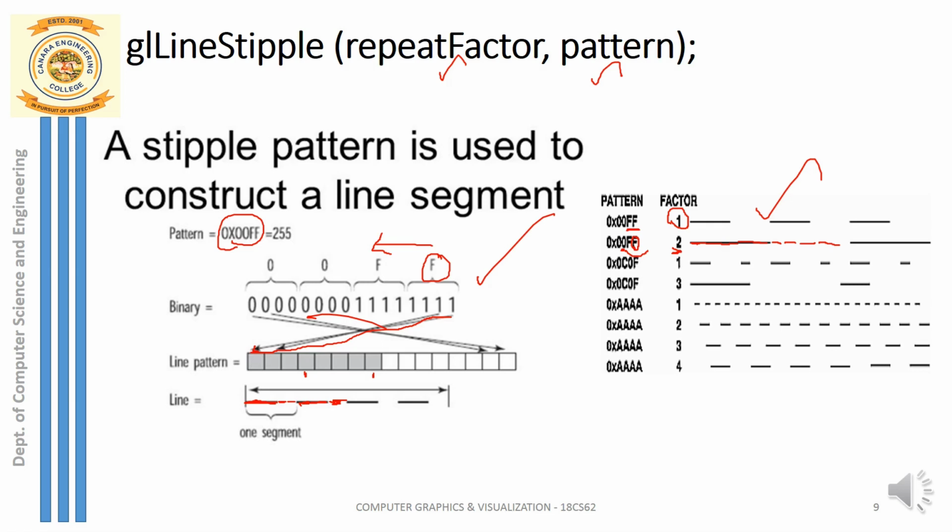And if you want to have a dashed line, the pattern should be all A's. All A's represent alternate ones and zeros. All F's represent all ones. So all A's represent alternate 1 and 0, the bit is on and off. So the repeat factor is 1, and you can just see here no repetition. So alternate bit on and off represents a dashed line. And if you want to increase the gap or increase the length of the line, you go on increasing the repeat factor for all 4 A's. So this is how you can draw the stipple line.